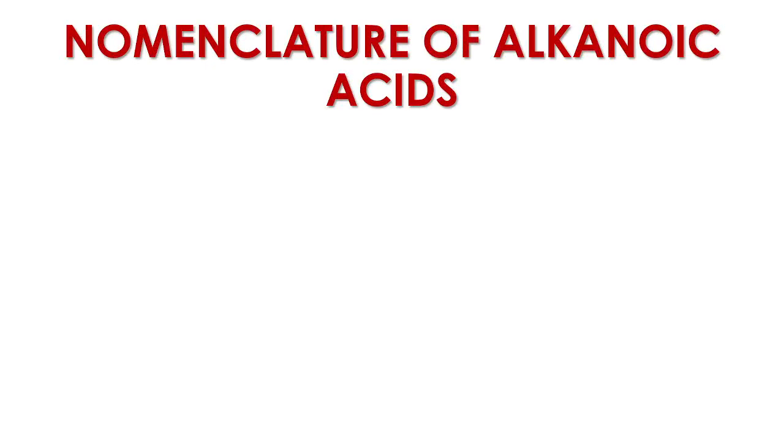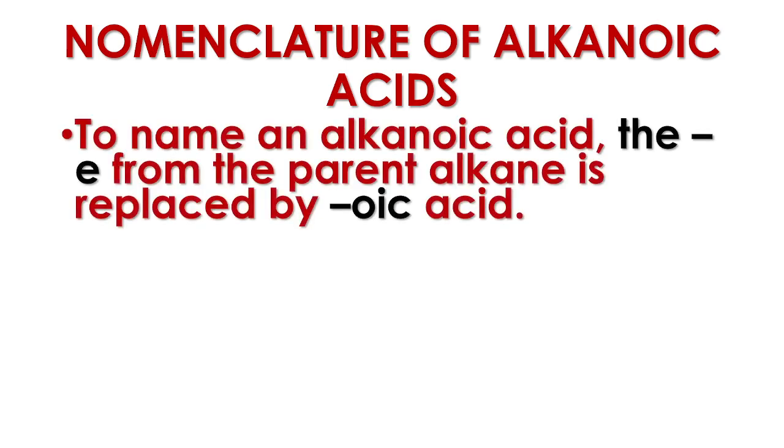Nomenclature of organic acids. How do we name the organic acids? Normally, all organic compounds like alkanones and organic acids are named after their parent alkanes. So we remove the E from alkane, then we replace it with oic, and then add the term acid, so we can make alkanoic like that.